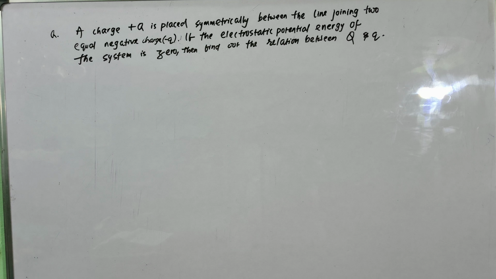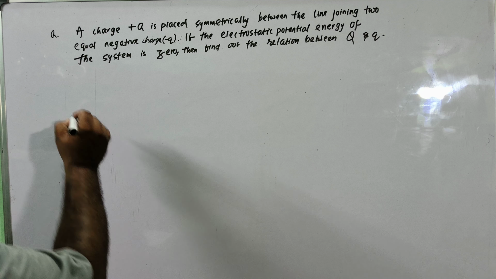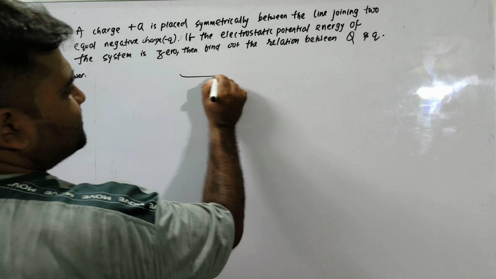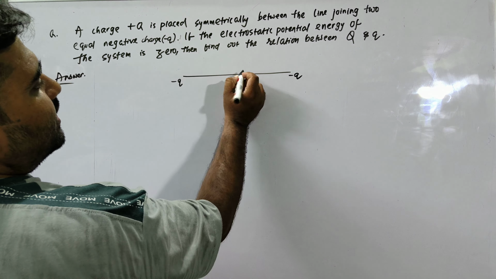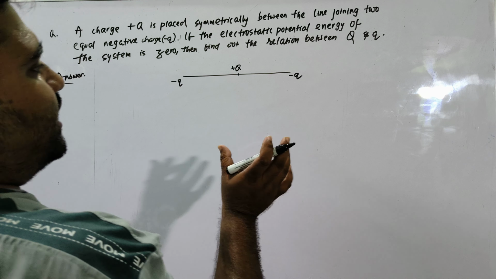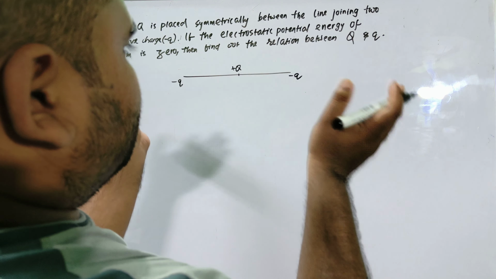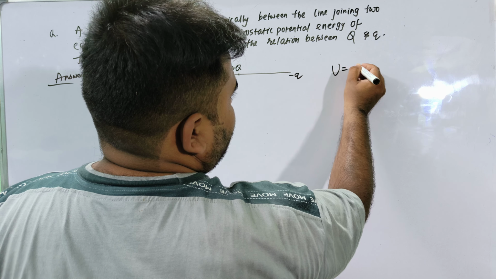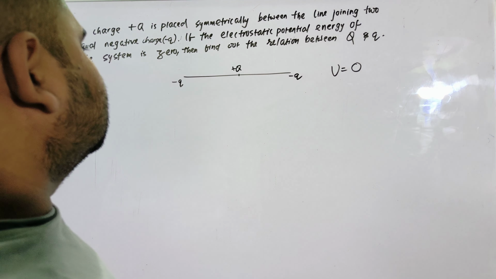So just follow the method that you have known earlier. Just try to visualize it and draw a diagram. There is a system that consists of two charges minus q, and another charge plus Q is placed symmetrically in between those two charges. It is given that the electrostatic potential energy for that system is 0. So the condition is U is equal to 0 for this system.